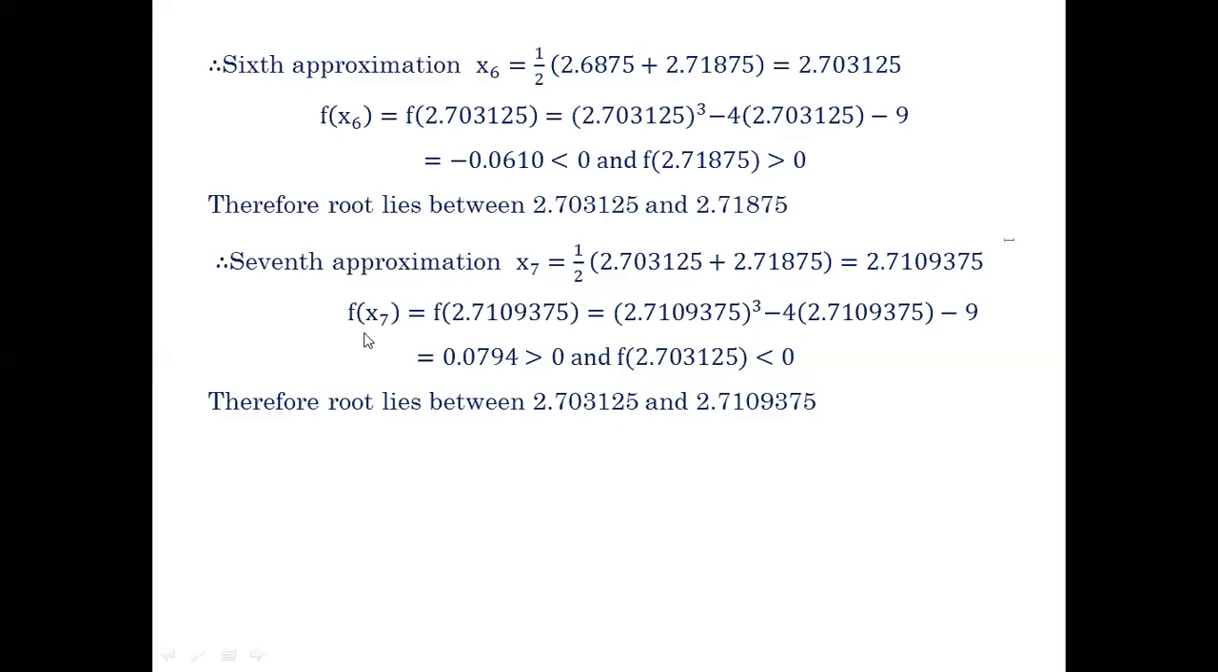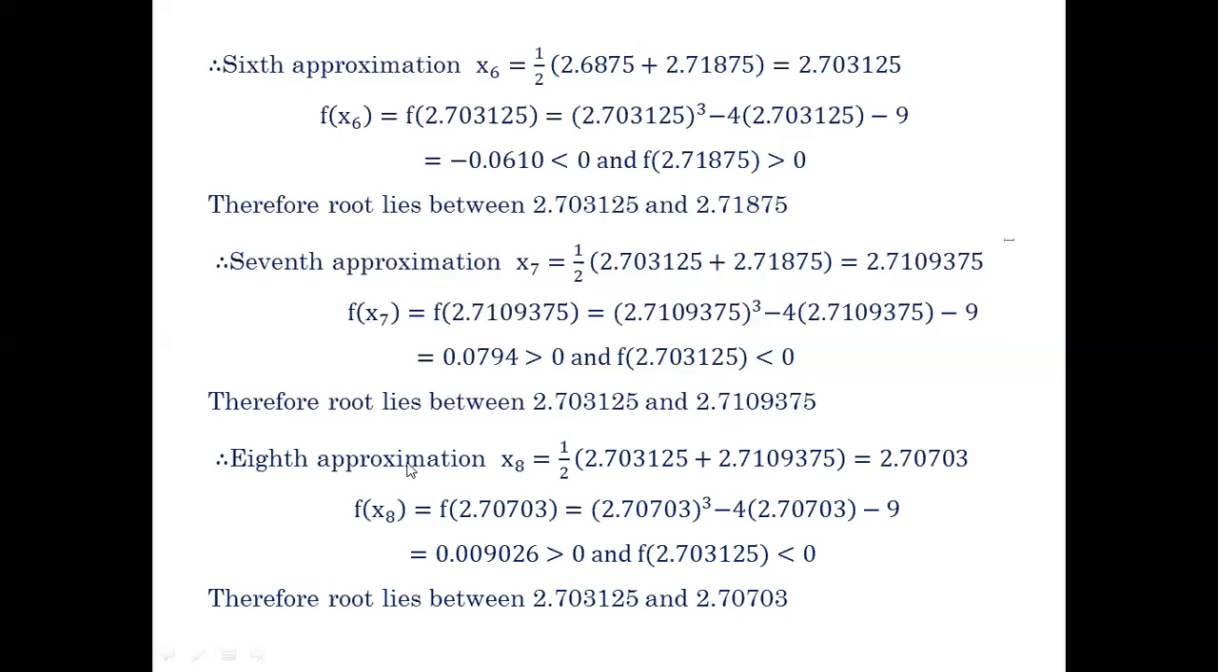Then you find f(x7). So f(x7) is equal to f(2.7109375), which is equal to x cubed minus 4x minus 9. So after simplification, we get 0.0794, which is a positive greater than 0. Then you find the negative in the previous x6, f(2.703125) less than 0. Therefore, the root lies between 2.703125 and 2.7109375. Then you find the eighth approximation, x8 equals 1 by 2 (a plus b). So that is 2.703125 plus 2.7109375 divided by 2 equals 2.70703. Therefore, you find f(x8).